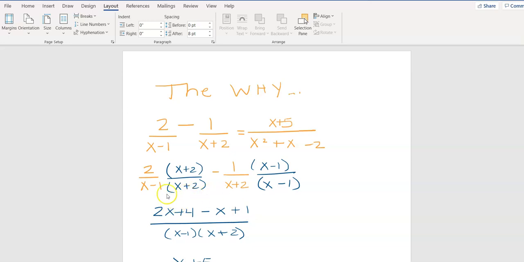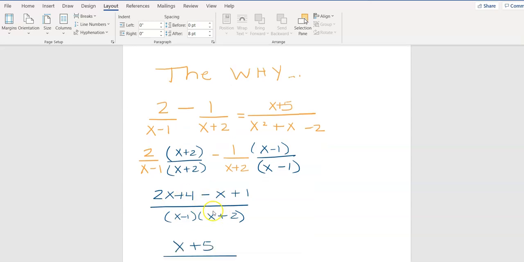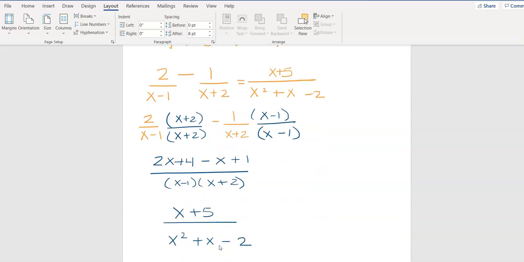And then our denominator would be common. It would be the factors x minus 1 and x plus 2, which is what I have here. Now, if I simplify the numerator, that gives me x plus 5. And if I simplify the denominator, that expands to x squared plus x minus 2. And isn't that what we started with?